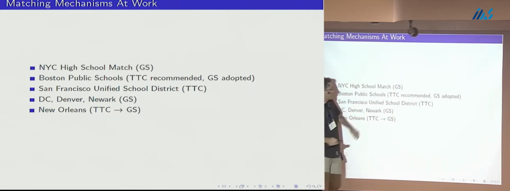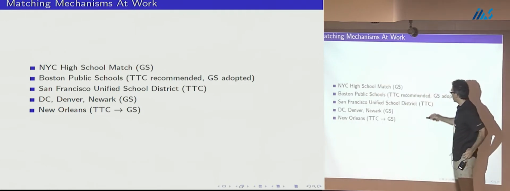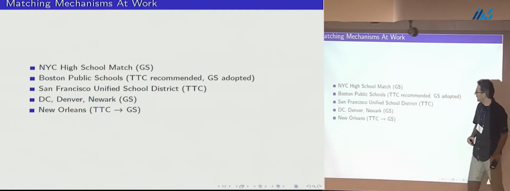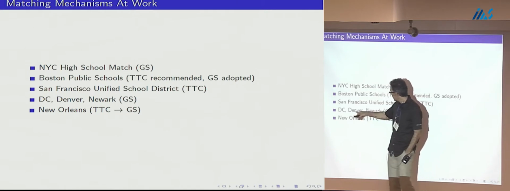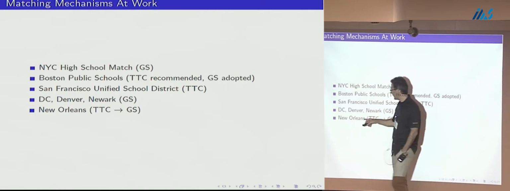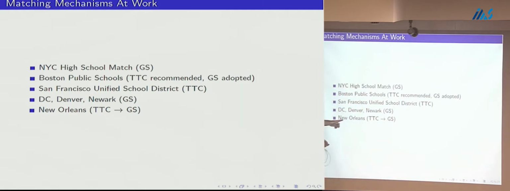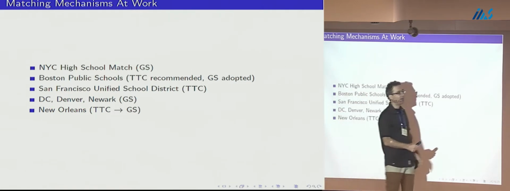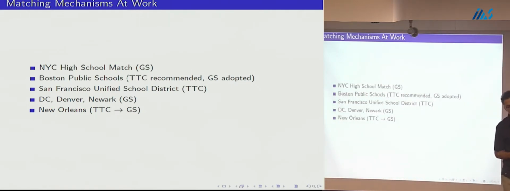San Francisco is the first district that adopted top trading cycles. And DC, Denver, and New York all switched to Gale-Shapley. And New Orleans initially started with top trading cycles and then switched to Gale-Shapley. There's a nice contrast between Denver and New Orleans. These two districts have a big number of charter schools.